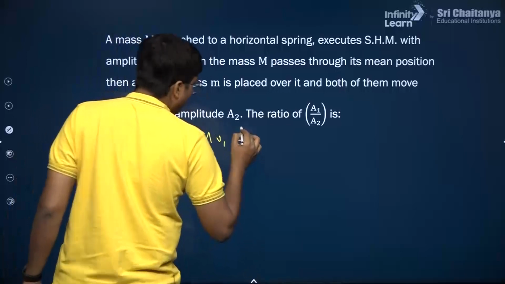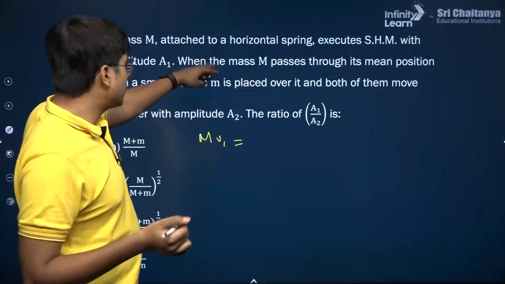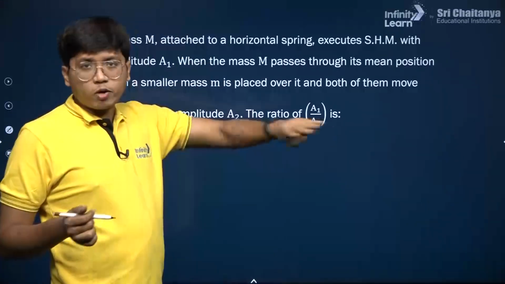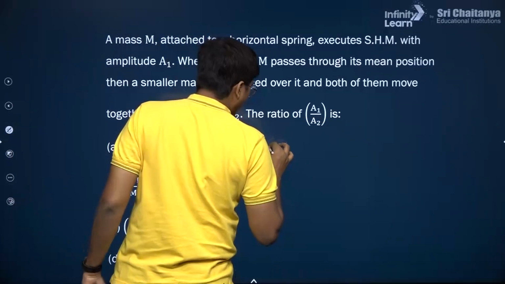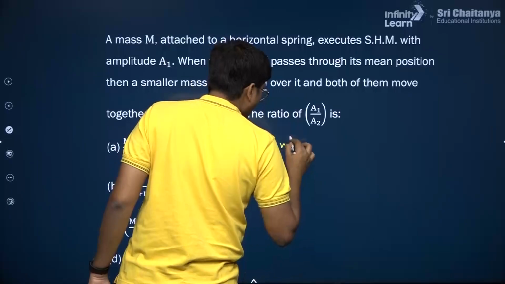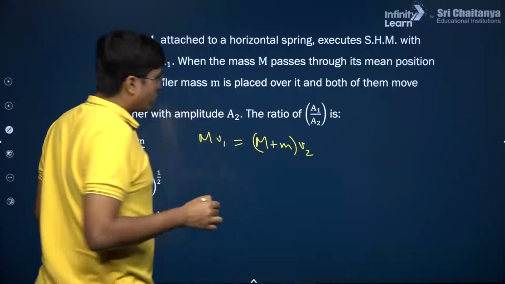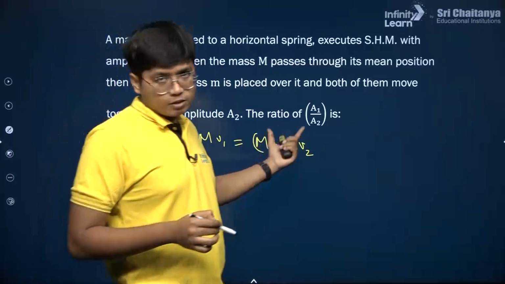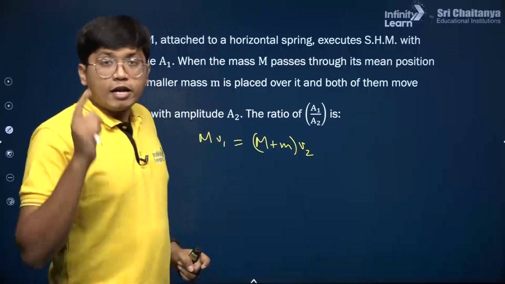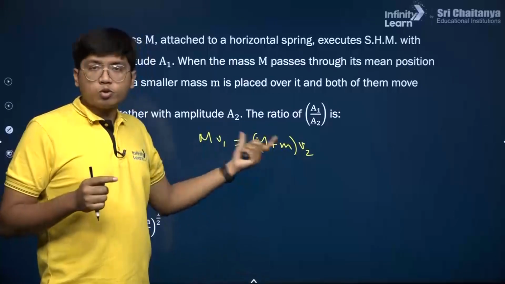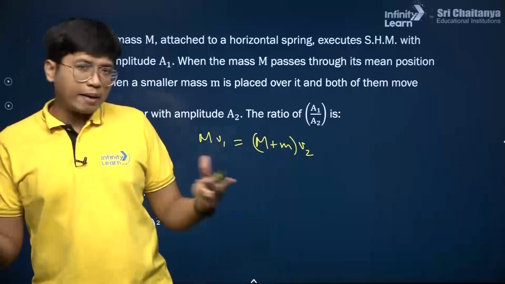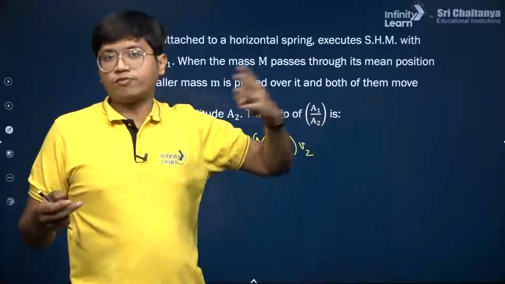And that initial momentum is equal to the final; the second body is just placed, so the second body has no velocity. The final momentum is capital M plus small m into v2, because now the entire mass is capital M plus small m and the velocity is v2. Now, mind you, these would become two separate SHMs because the mass is different, so the amplitude would change. That is what we have been asked to find here.